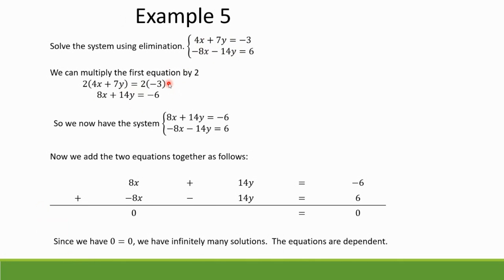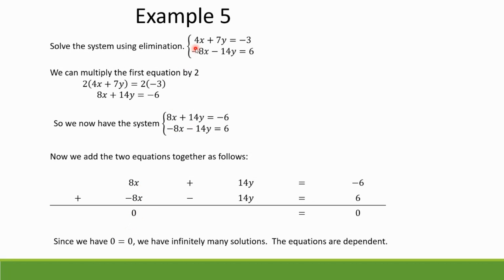Right? So if we were to multiply the first equation by 2, as you can see, then the first equation becomes this, 8x plus 14y is negative 6. And that's good, right? That's what we want. Because now, if we were able to add these, then the x's would cancel. That's what happens here.